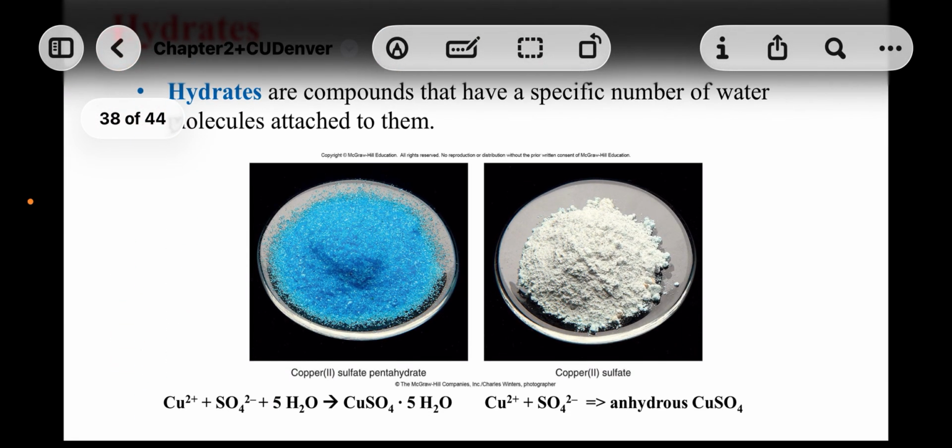Finally, we have hydrates. Hydrates are ionic compounds containing water molecules in fixed amounts, like copper(II) sulfate pentahydrate.